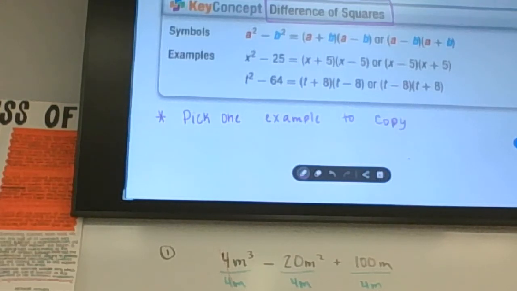So the first example just uses A and B. The second example is x squared minus 25. And the third example is x squared minus 64. Which one do you think is the most convenient?